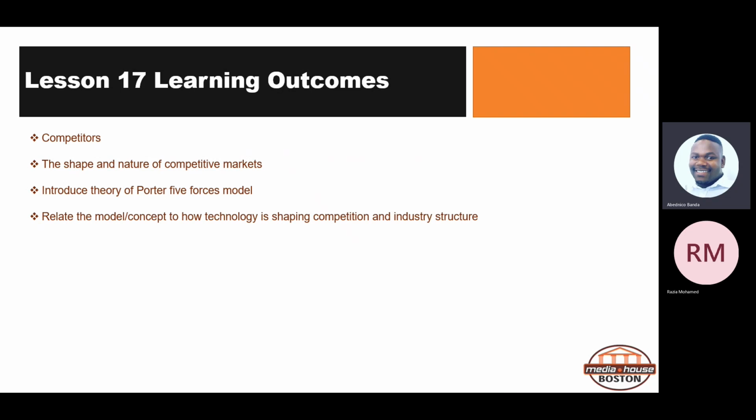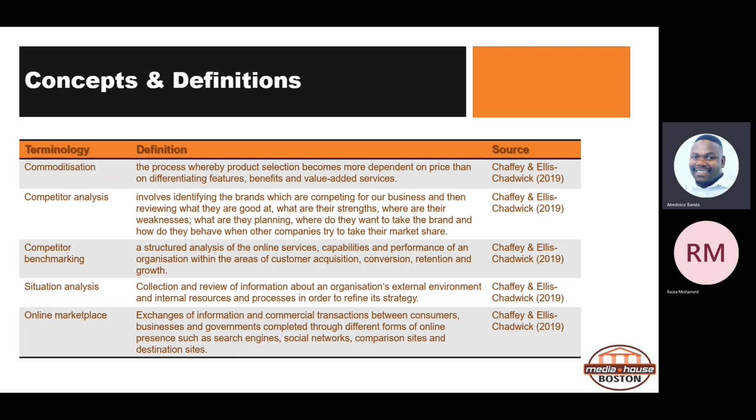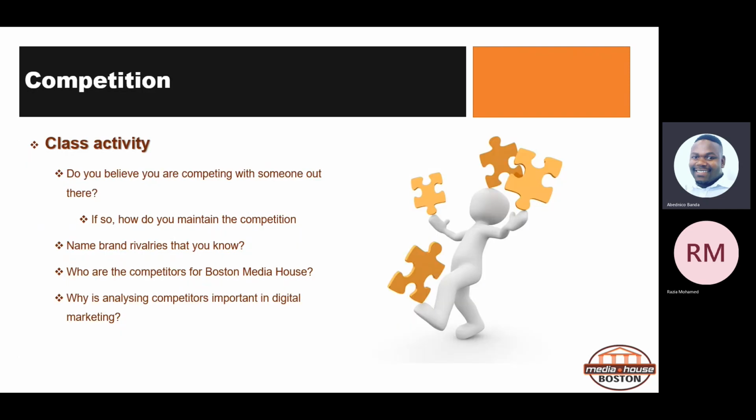So we need to know the shape and nature of competitive markets. We also need to know a new concept called Porter's 5 forces model. We also need to relate the model and concept to how technology is shaping competition and the industry structure. So these are the things that you are going to come across throughout the lesson. We're going to come across commoditization, competitor analysis, competitor benchmarking, and obviously it's still part of situation analysis and marketplace.